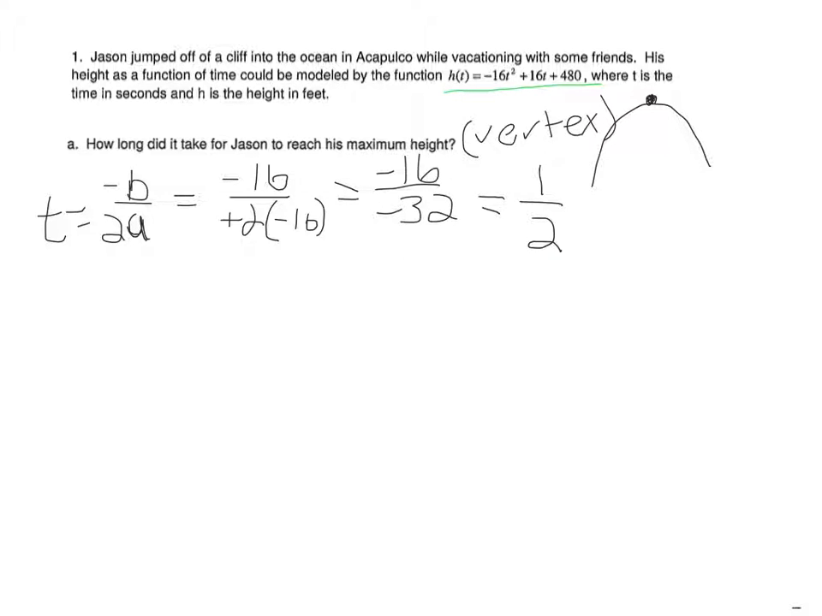Okay, so I know now that Jason reaches his maximum height after a half of a second. Okay, so it's pretty quick there, which makes sense because if you're jumping off of a cliff, you've got that initial push up, and then you're immediately pulled back down by gravity, and so you're not going to be at your highest point much after you actually push up. So for Jason, it's just half of a second. Okay, so that gives me my time of the maximum height. So that was part A.